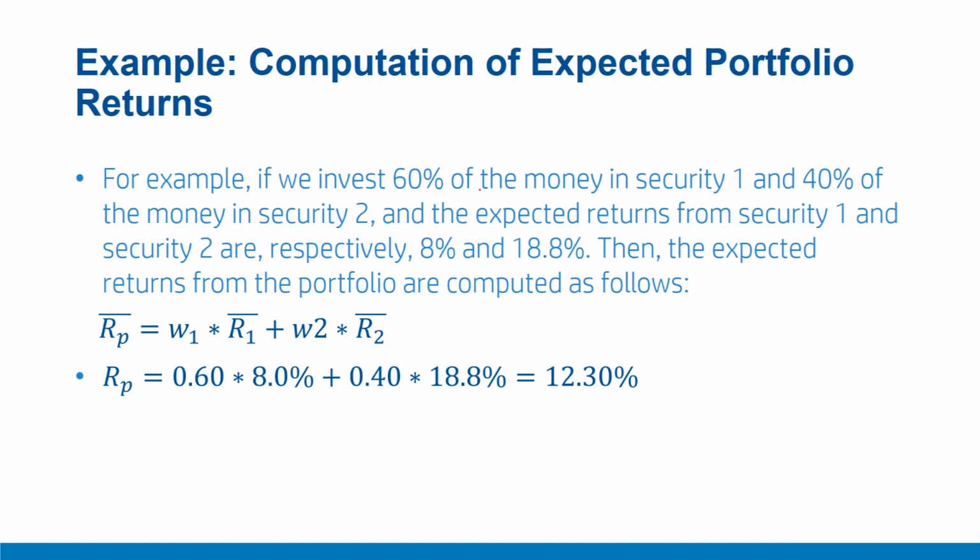Let's say you have two securities, and you invest 60% of the wealth available with you in security 1 and 40% of the wealth in security 2. You also know that expected returns from security 1 and 2 are 8% and 18.8% respectively. The computation of expected return, as we have already seen in the formula, is very easy. It is simply W1 times R1 bar plus W2 times R2 bar, where W1 is 0.6 and W2 is 0.4, multiplied by their respective expected returns, 8% and 18.8%, and therefore we get 12.3% as the expected return on the portfolio.